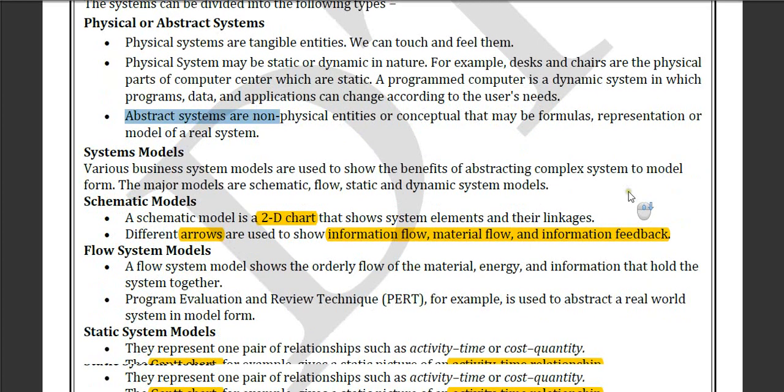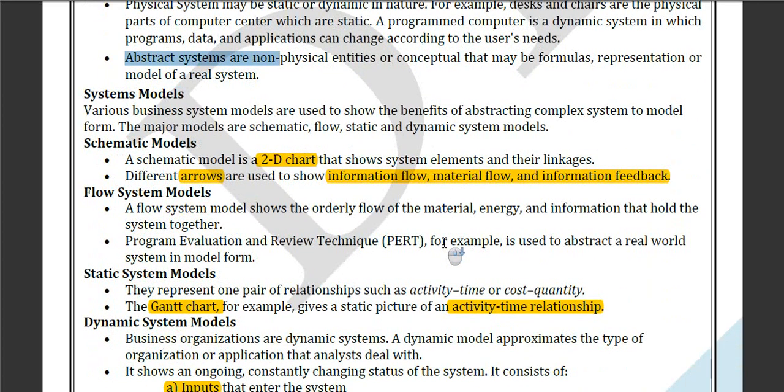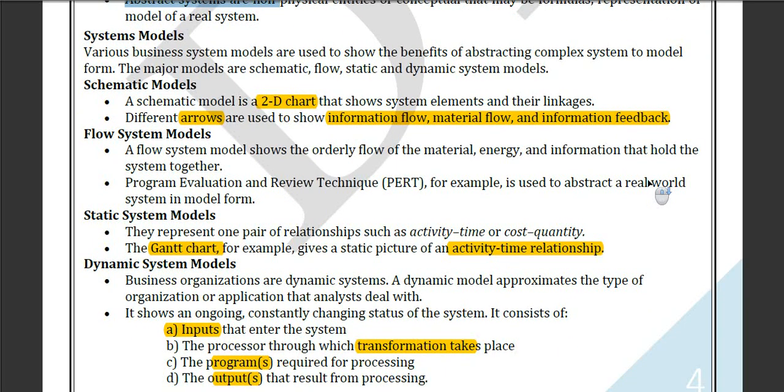Now, system models. There are some system models, one of which is the semantic model. A semantic model is a 2D chart to show the system elements and their linkage, and different arrows are used to show the information, material flow, and information feedbacks. Now, the flow system model is to show only the flow of the system, and is known as the flow system model.